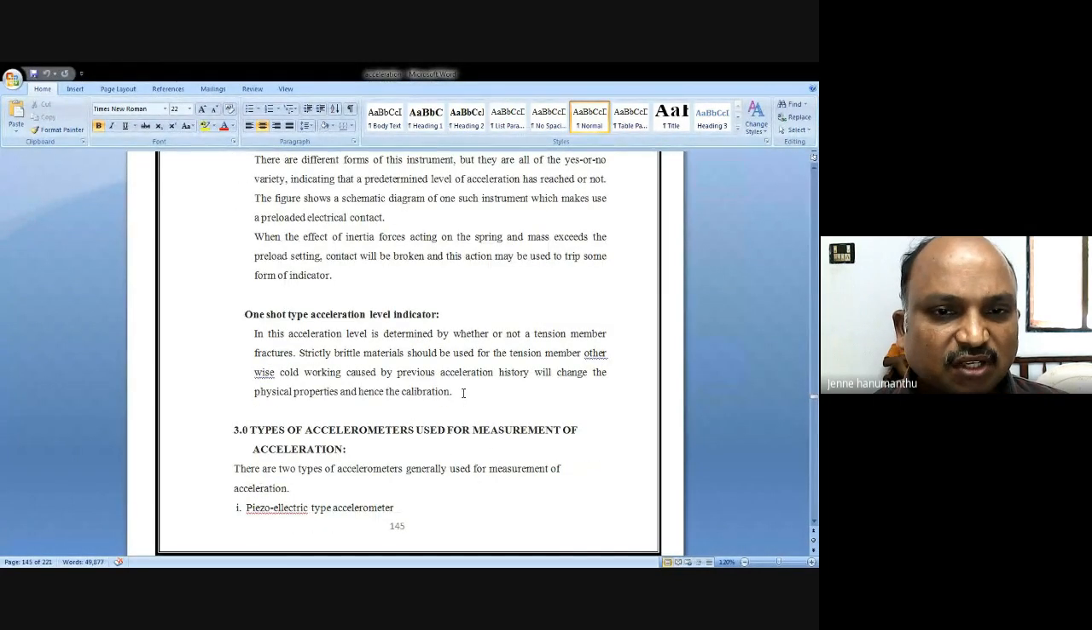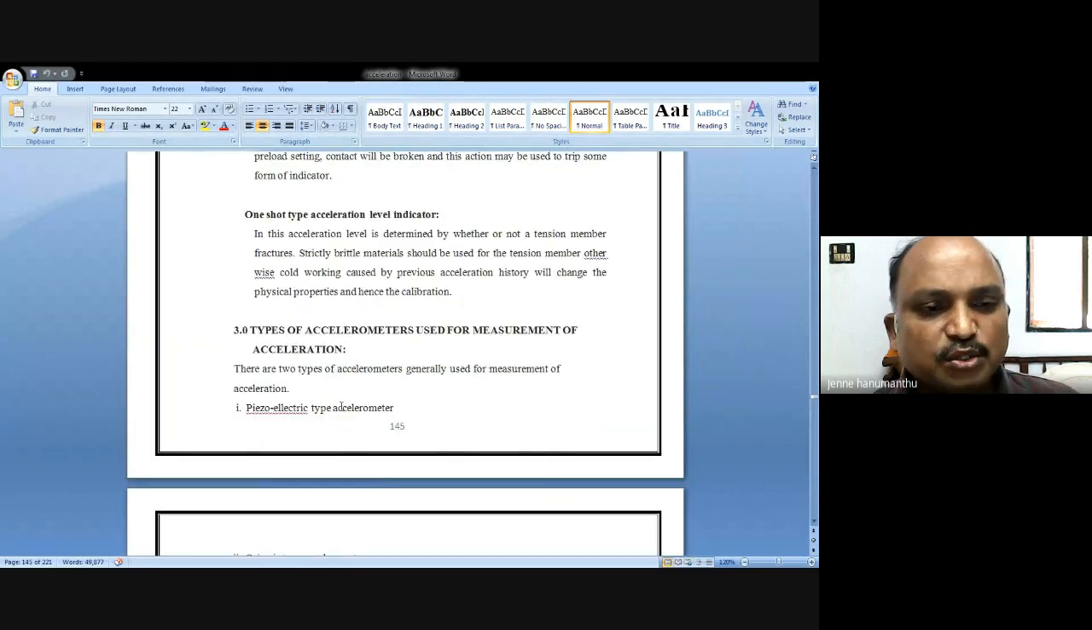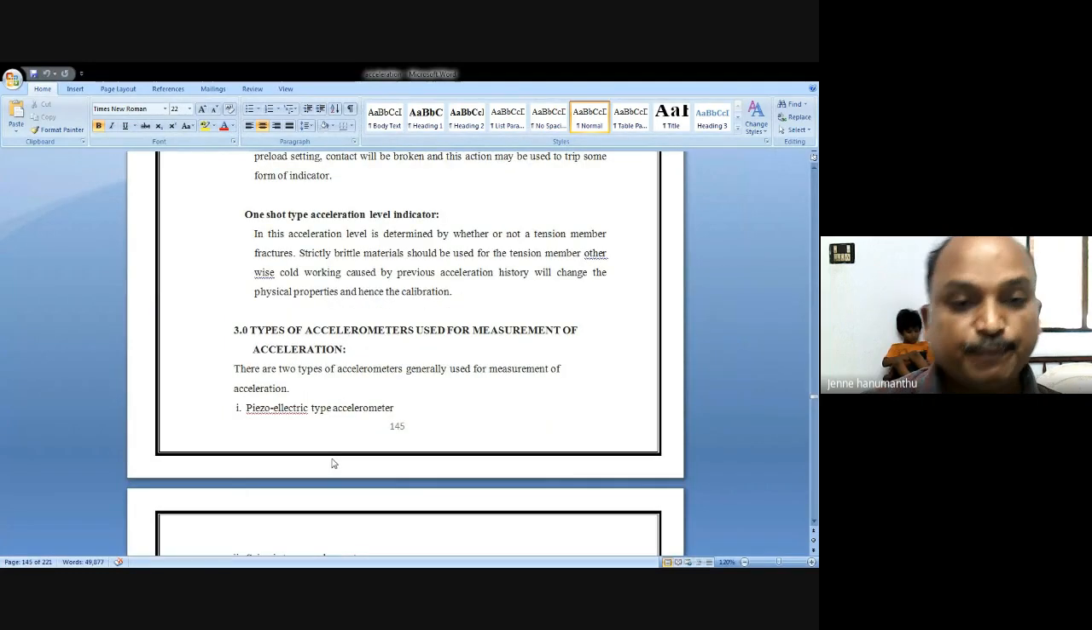But as per the syllabus, we have measurement of acceleration using piezoelectric type. So, what is a piezoelectric transducer? First of all, a piezoelectric transducer is one in which if you apply any mechanical force or mechanical input, or pressure, it will convert into a suitable voltage.